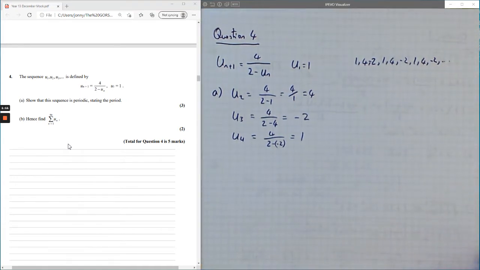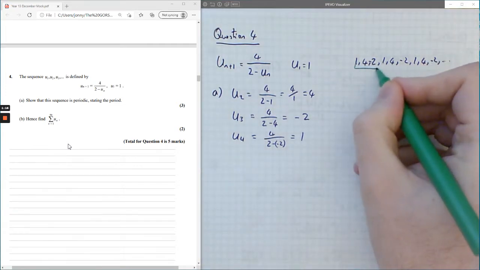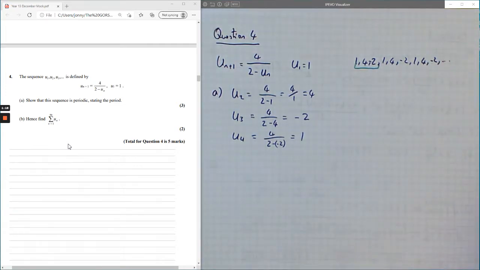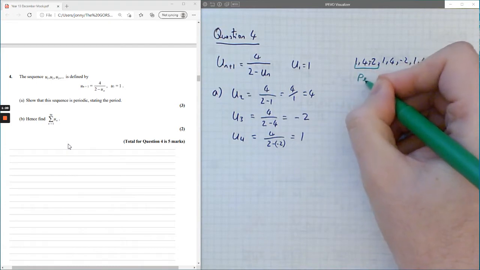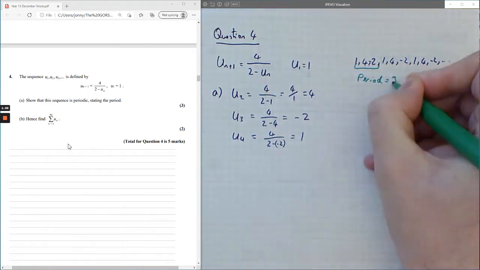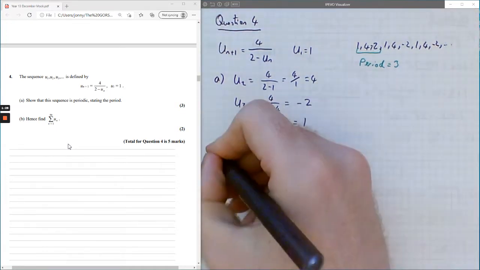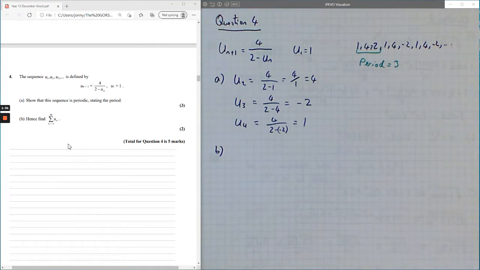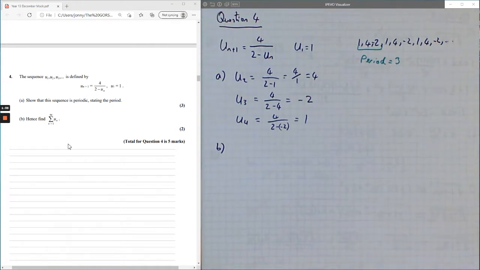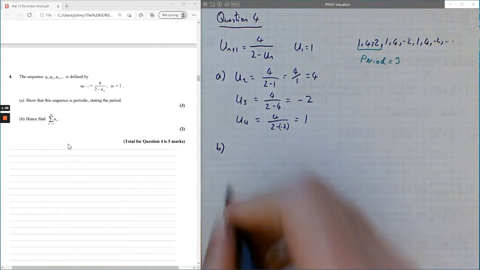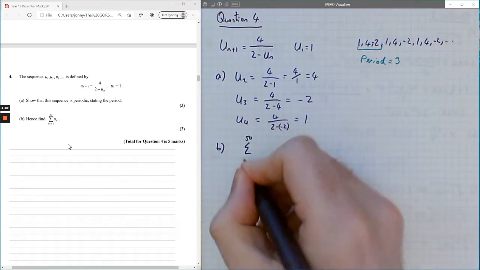Just keep repeating itself. Now the period is the number of separate values that you have in the sequence. So the period is equal to 3 in this case, because there are 3 separate numbers that it's going to cycle between. It's how many numbers you have in the sequence that it cycles between. It then asks us to find the sum of the first 50 terms.